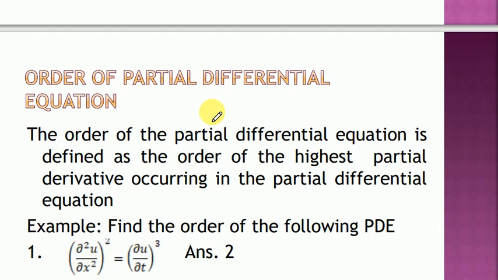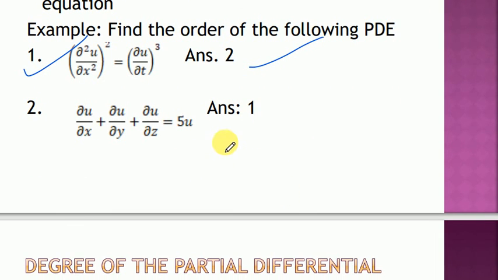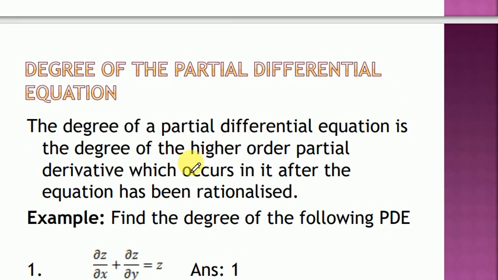The order of partial differential equation is defined as the order of highest partial derivative that occurs in the partial differential equation. So in the first example, the highest order derivative is of order 2, therefore order is 2, and in the second equation order is 1. Degree of the partial differential equation.